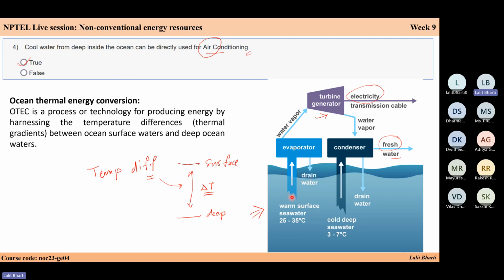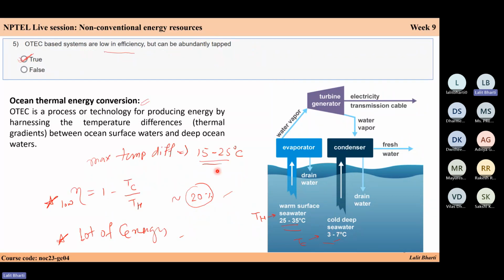Let's say this is your 25 to 35 degrees Celsius at the surface, and this is your cold deep sea water, which is around 3 to 7. So what will your temperature difference be? It should be around 15 to 25, let's say 20 degrees Celsius. So it should be the temperature difference.